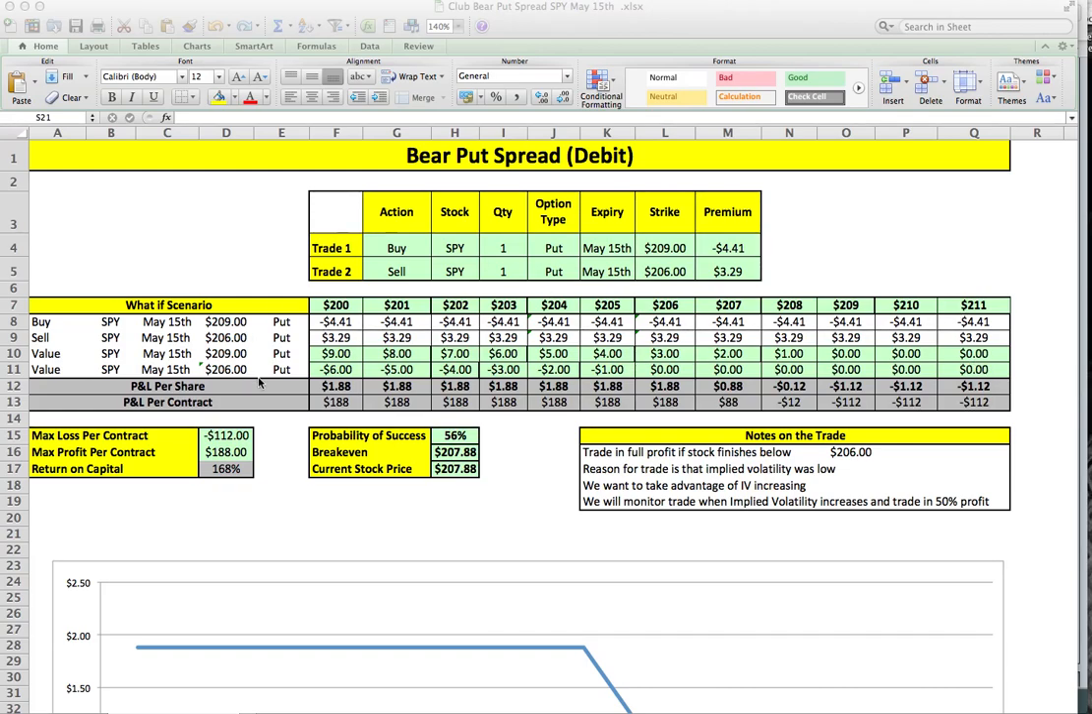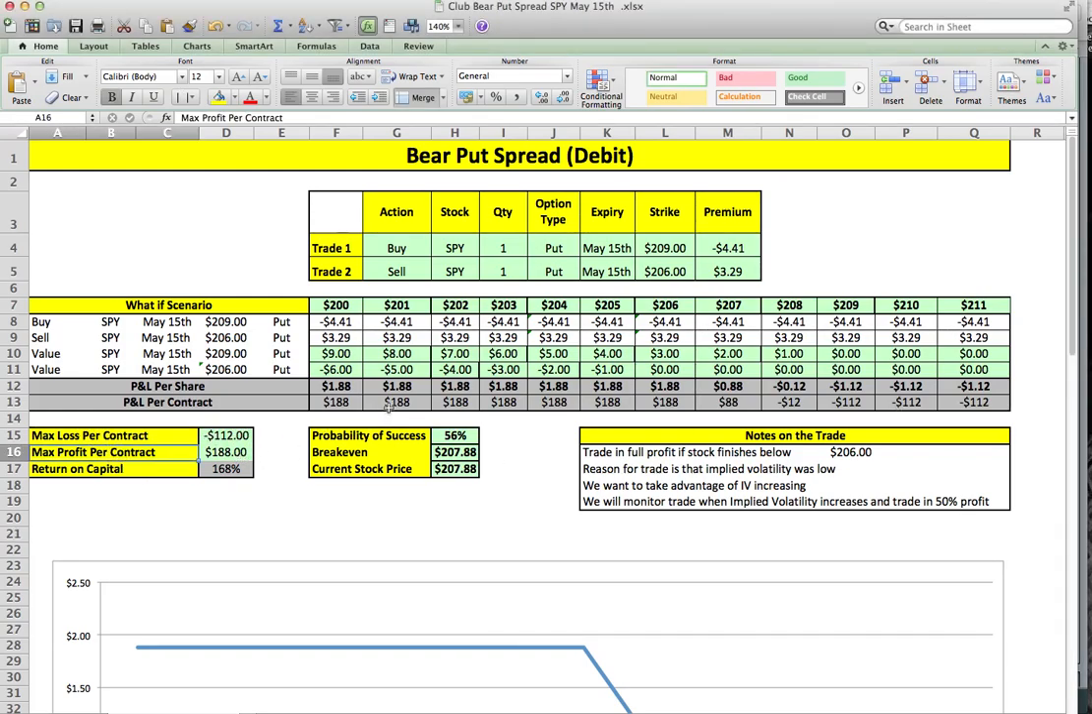So let's put this all into a little bit simpler form. You can see here the maximum loss per contract is $112. Our maximum profit is $188. So that's a potential return on investment of 168%, which is pretty impressive. Now, the probability of success in this trade is only 56%. That's one of the reasons why we place this trade, I'll talk about that in a moment. Normally, we would go for something that gives us a 70 or 80% chance of success. But there was another reason why we placed this trade, and I'll talk about that when we get onto notes.